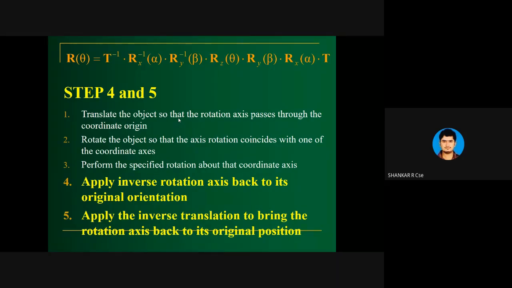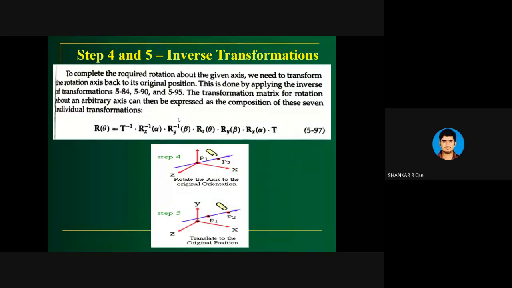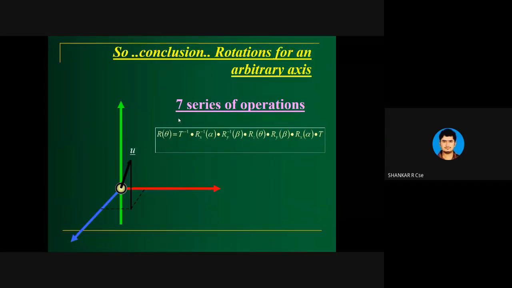Step 4 and 5 are very simple. Step 4 is actually step 2's inverse. Step 5 is step 1's inverse. So wherever you have plus, you write it as negative, which I will show you in the formula. So in conclusion, the 7 series of operations come from the reverse. First is positive translation, and Rx, Ry rotations, and then rotating that particular object via the Z axis, and X and Y negative rotations, and T minus, the negative translation.